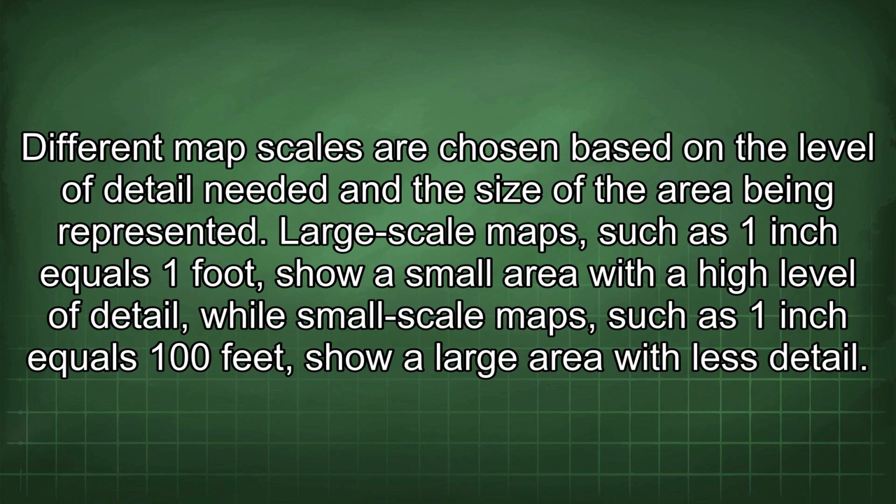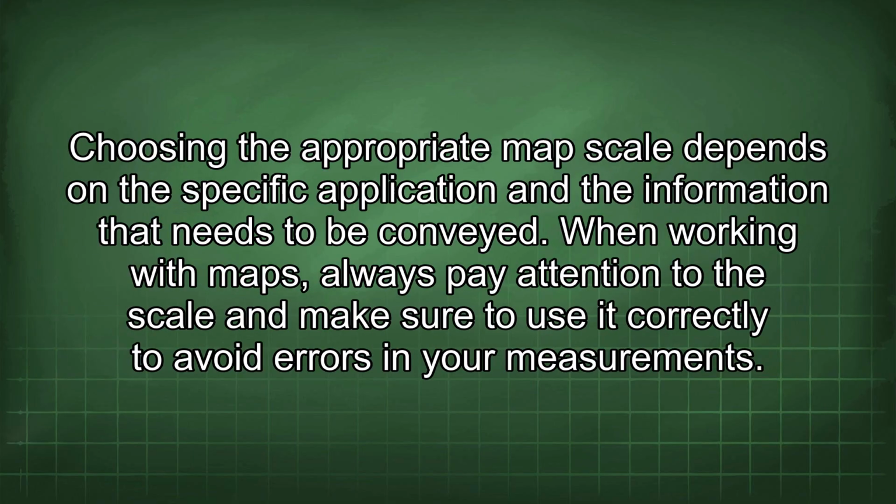Different map scales are chosen based on the level of detail needed and the size of the area being represented. Large-scale maps such as 1 inch equals 1 foot show a small area with a high level of detail, while small-scale maps such as 1 inch equals 100 feet show a large area with less detail. Choosing the appropriate map scale depends on the specific application and the information that needs to be conveyed. When working with maps, always pay attention to the scale and make sure to use it correctly to avoid errors in your measurements.